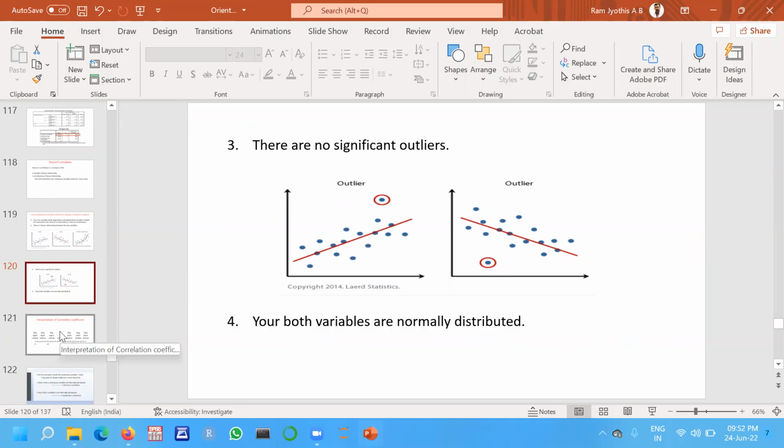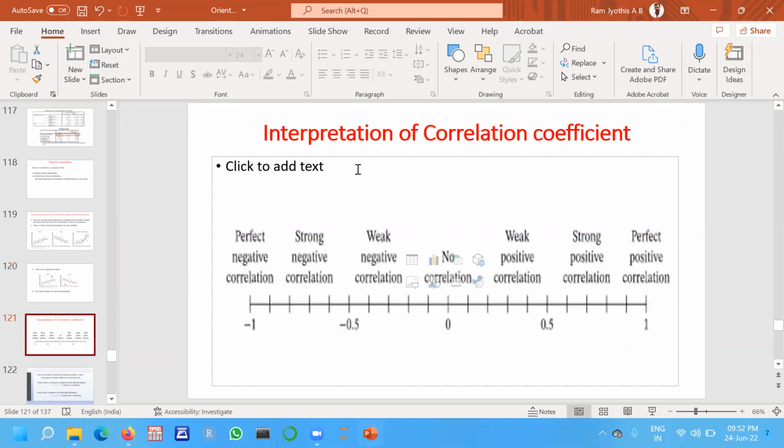Now let us see how to interpret the correlation coefficient. The correlation coefficient should be between -1 and +1. So when it goes from 0 towards 1, that indicates the strength of the correlation. And there is a negative correlation also. If it goes from 0 to -1, then that is a negative correlation.